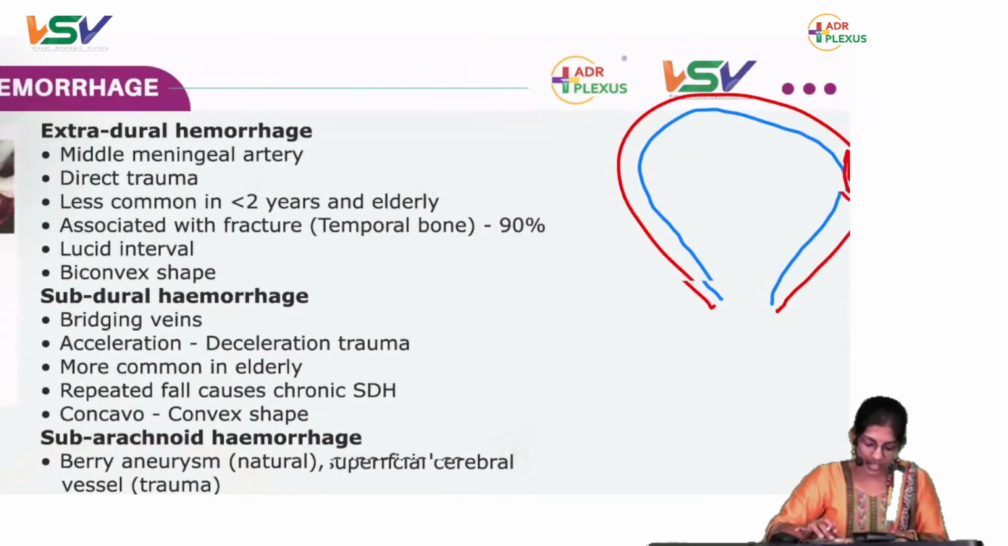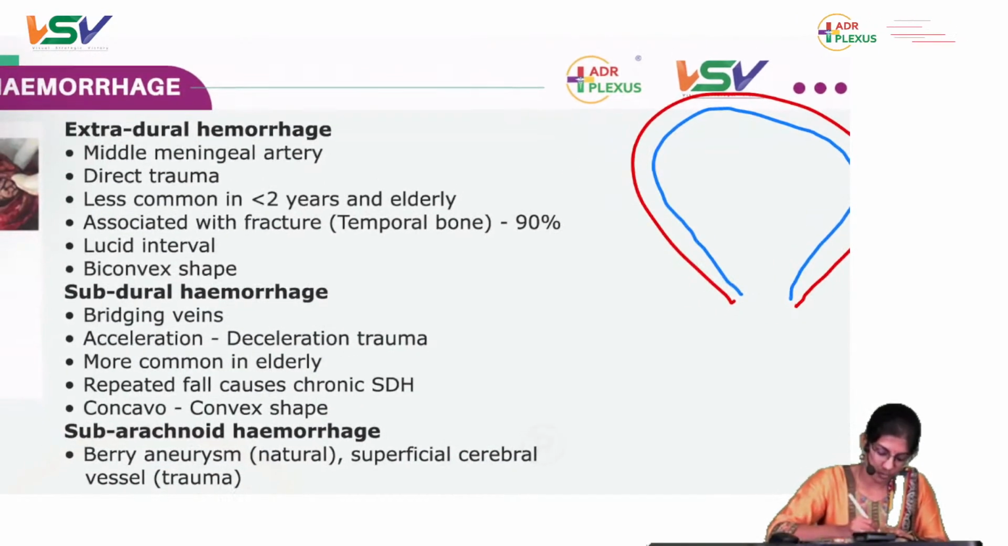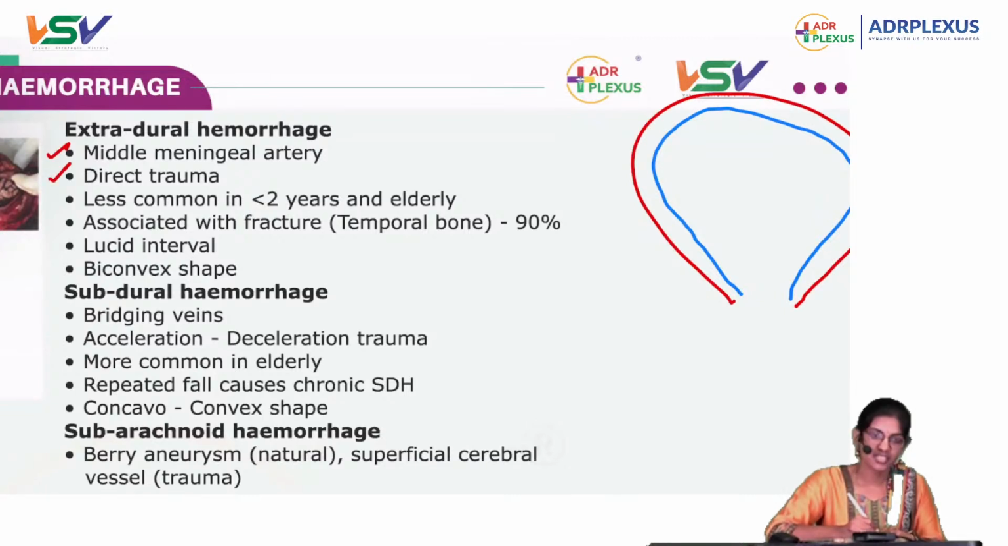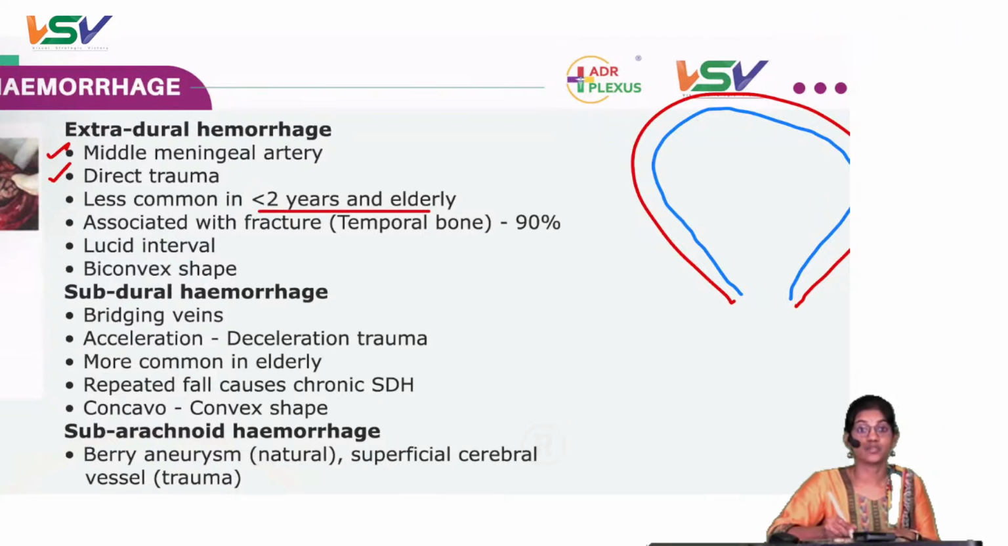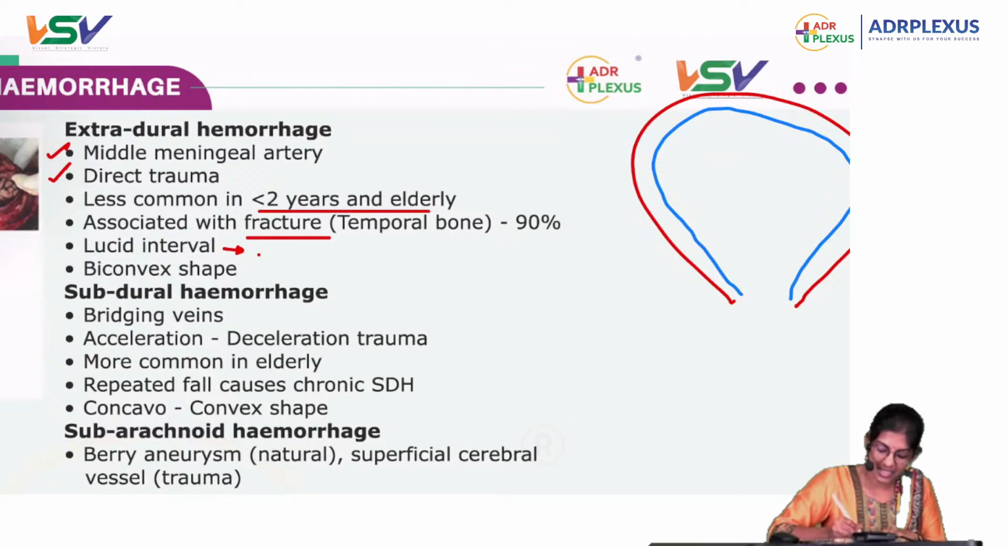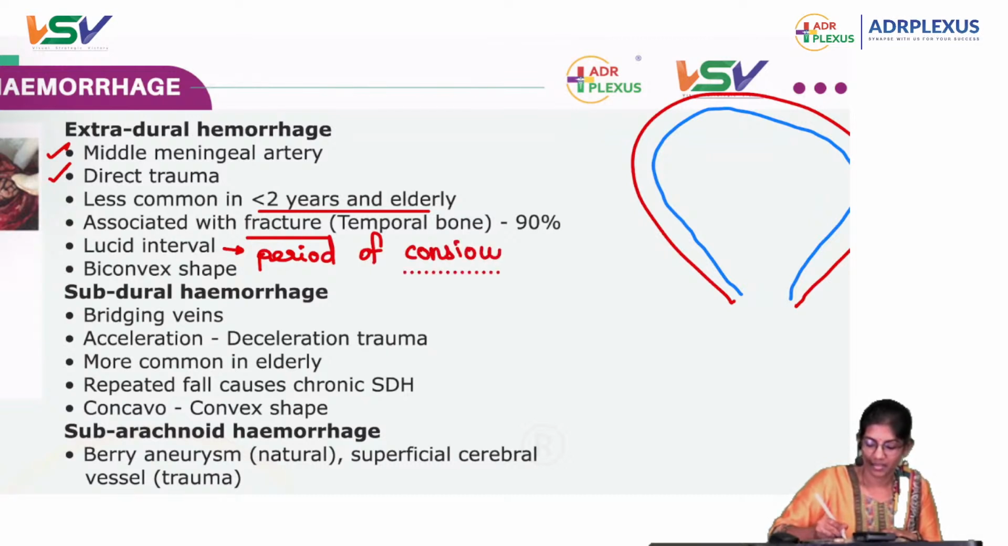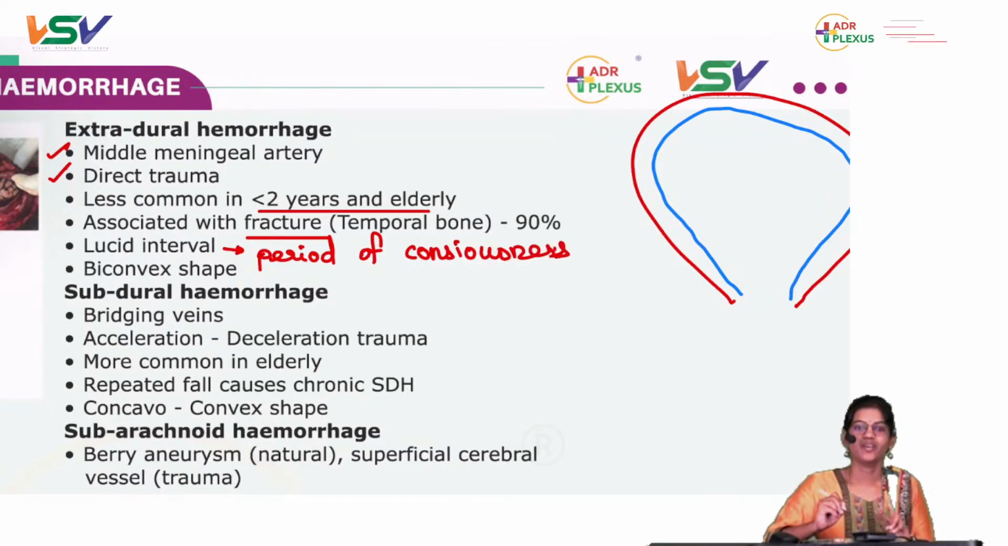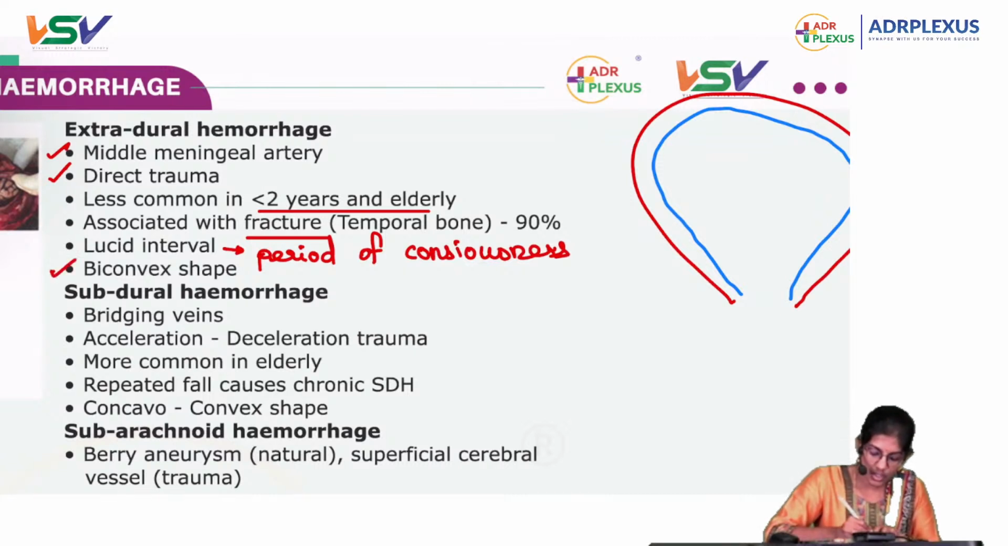Okay, so extradural hemorrhage happens due to the rupture of middle meningeal artery, direct type of trauma. It is less common in children and elderly because the dura is very tightly adherent to the skull, associated with a fracture generally. Lucid interval is seen. Lucid interval is a period of consciousness between two unconscious periods. The hemorrhage is biconvex in shape.